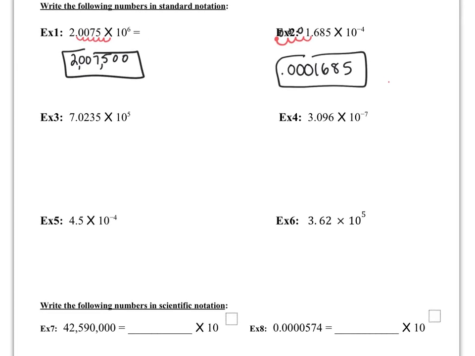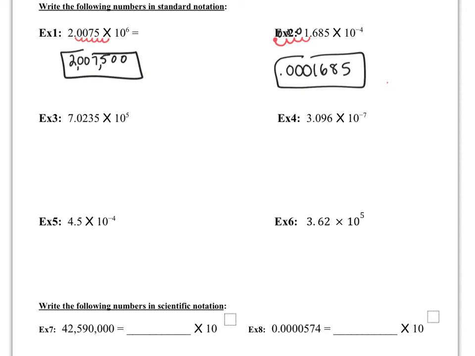So what you're going to do right now is pause the video and try examples 3, 4, 5, and 6. Look at the power of 10. If it's positive, move it right. If it's negative, move the decimal left. However many spaces this power tells you to go. And write your number in standard notation. Pause the video, press play when you're ready to check your answers.